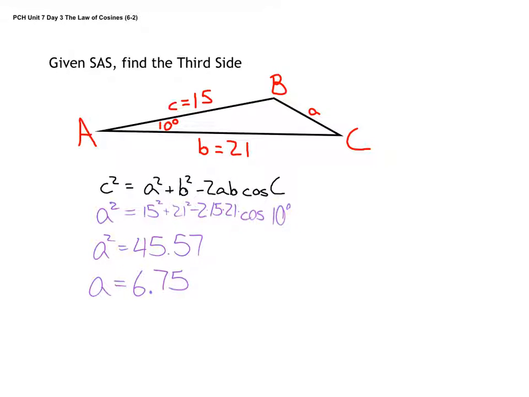Now, just as a preview, we weren't asked to do this, but notice at this point I now have a pair across from each other. So if I were trying to find angle B or angle C, how would I do that? I would use the law of sines next. I could use the law of cosines because I would know all three sides, but it's simpler to use the law of sines.